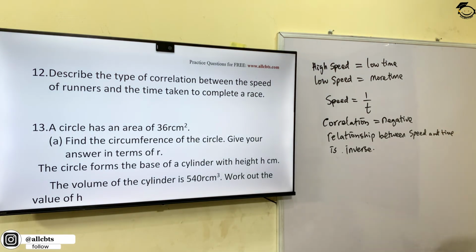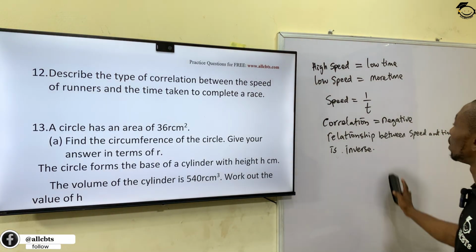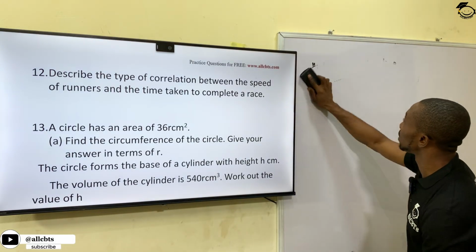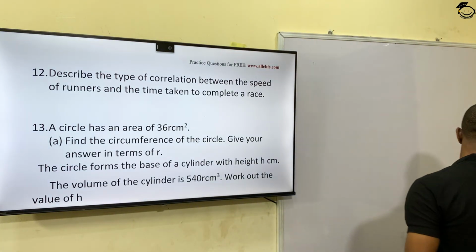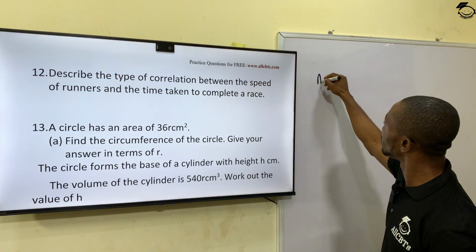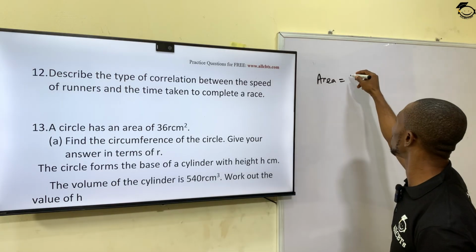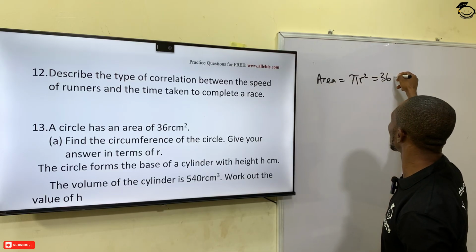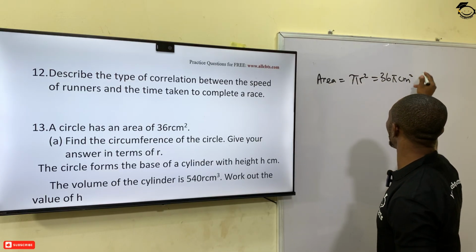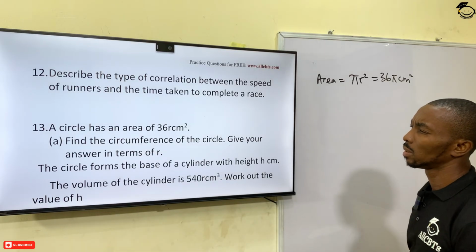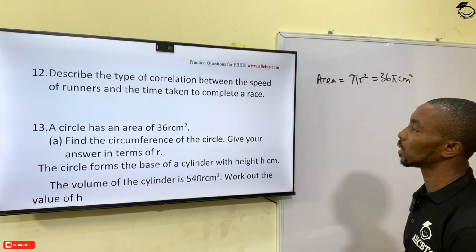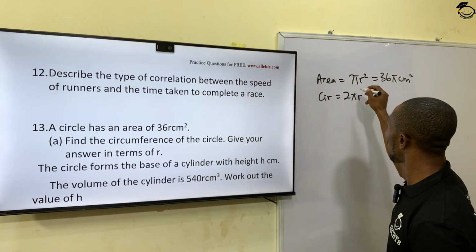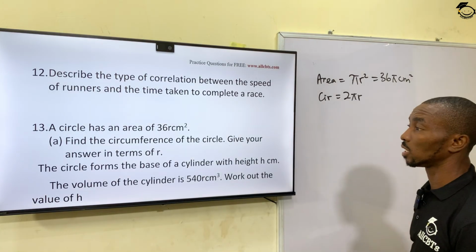Our next question says, a circle has an area of 36 pi centimeters squared. We have our area of circle, which is pi r squared, to be 36 pi cm squared. And the question says, find the circumference of the circle. We know that circumference is 2 pi r. Give your answer in terms of pi.